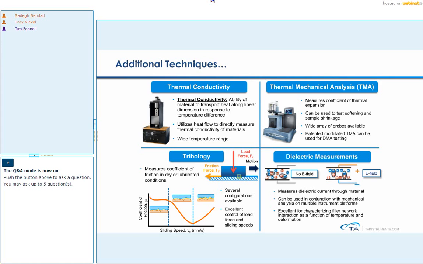And for example, there could be thermomechanical analysis or TMA, where you can measure the sample shrinkage. It has a wide array of probes, and there are several documents on these available by clicking on that folder icon on the lower right if you're interested.